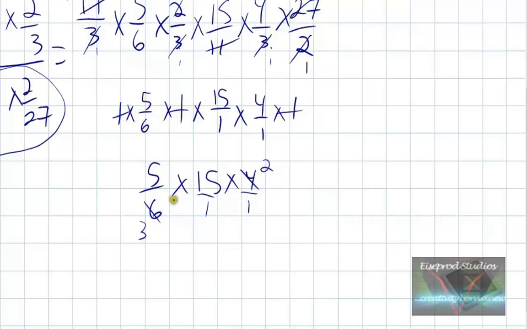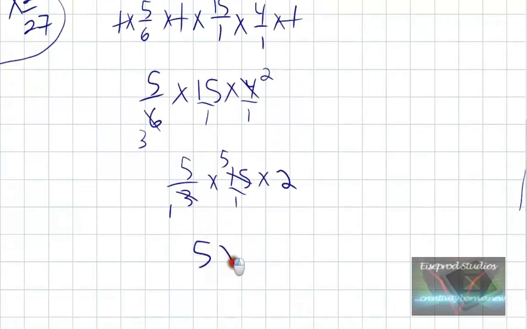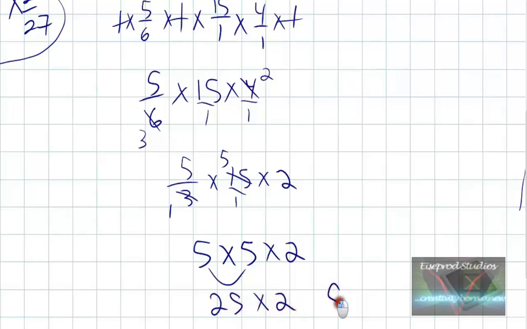So now what do I have? I have 5 over 3 times 15 times 2. But 3 into 15, we can do that very easily. 3 will go into itself once, and into 15 5 times. So now we have 5 times 5 times 2, which is much simpler than what we started out with, and it's very easy to come up with an answer. 5 times 5 is 25, times 2 is 50. And that would be your answer.